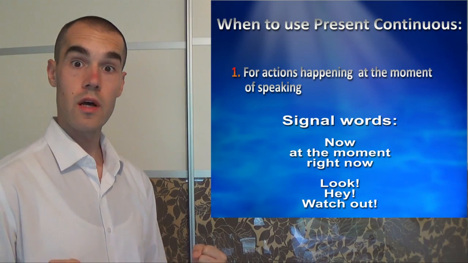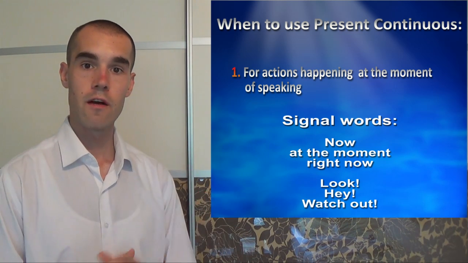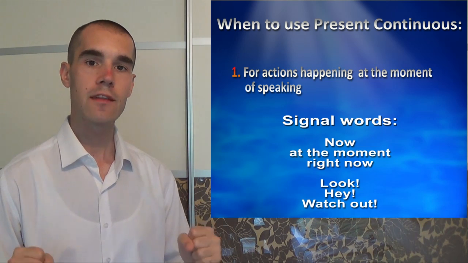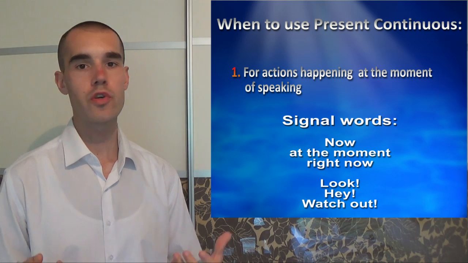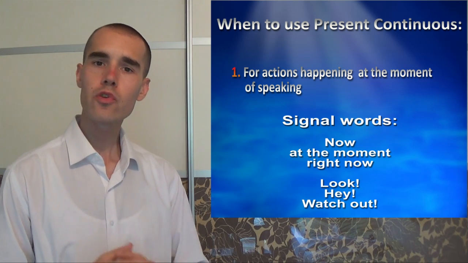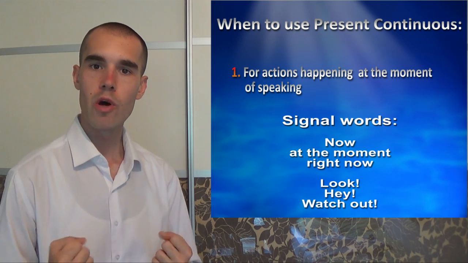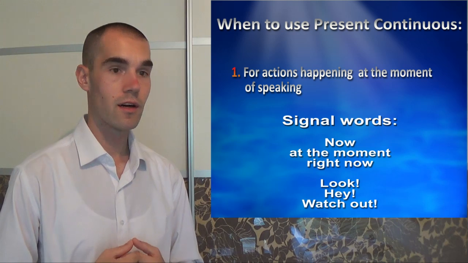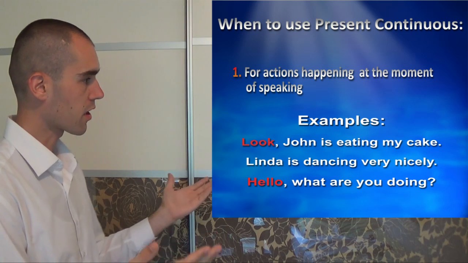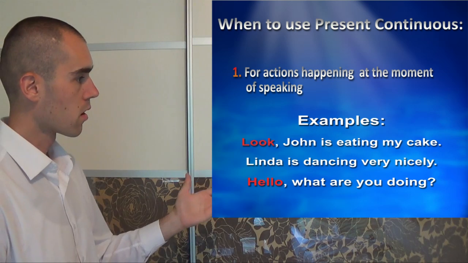Let's move to the use of the present continuous tense. So when do we use it? There are 5 cases. First, we use the present continuous tense for actions which are happening now, in the moment of speaking, okay? So you will use it often with adverbs like now, at the moment, right now, and you will use it with these typical particle words which express something going on right now, some emotions like hey, look, or see this, watch out, and so on. Giving a few examples, we can see it very clearly. Look, John is eating my cake. Hey, Linda is dancing. Hello, what are you doing?